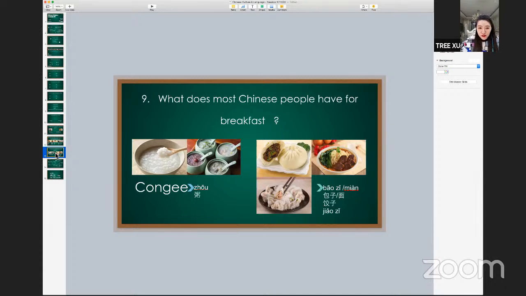So this is also a tricky question. Most northern people take 面, 包子, 饺子 as their breakfast. Most southern people take kanji as their breakfast. Like for me, I take kanji as my breakfast. This is my comfort food. So when my stomach hurts, I usually take kanji. But when I'm outside and I couldn't find a kanji restaurant, I will take 面 noodles.